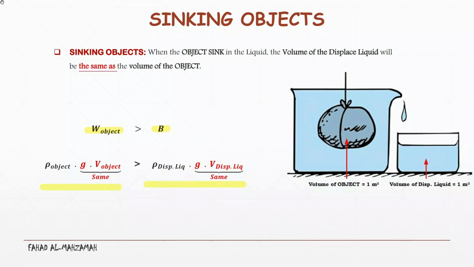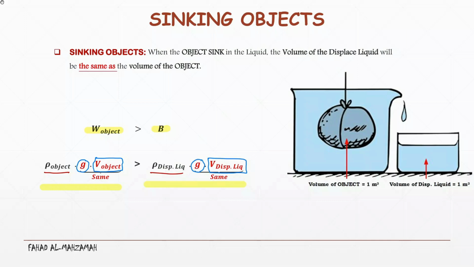Now see what we can get: since it's sinking, the volume of the object is exactly equal to the volume of displaced liquid. And of course, the acceleration of gravity here has the same value as the acceleration of gravity on the other side. Okay? So what makes the weight of the object greater than the buoyancy? It is this: the average density of the object is greater than the density of the liquid.